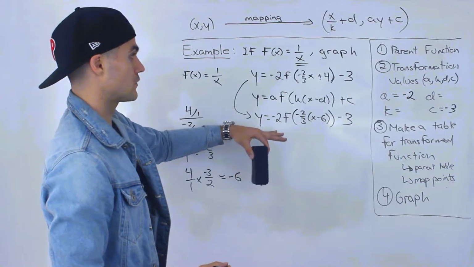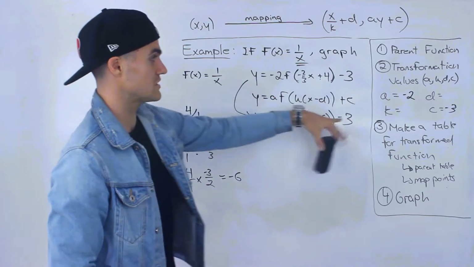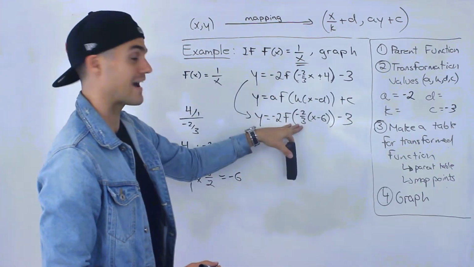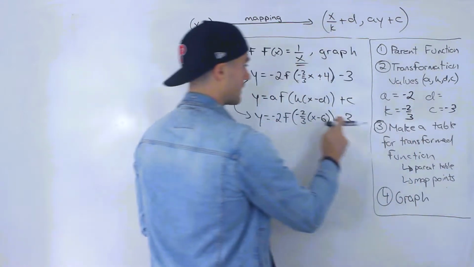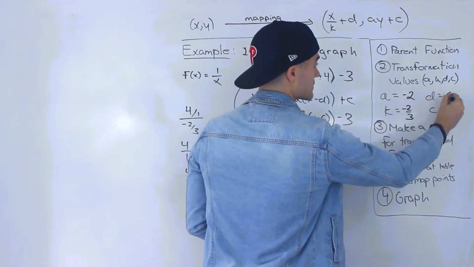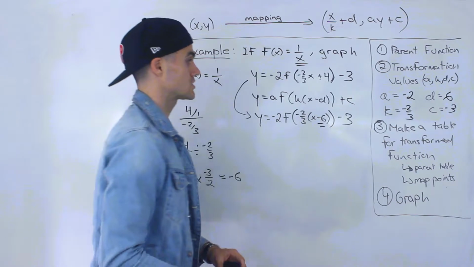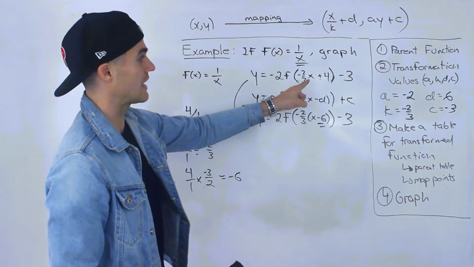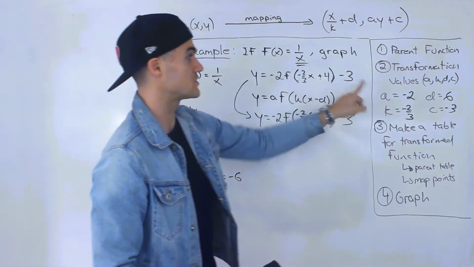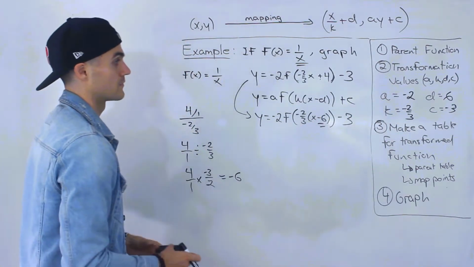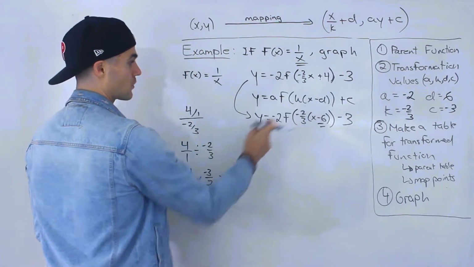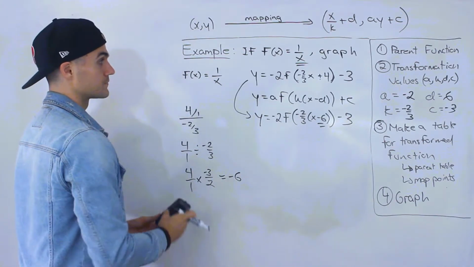Anyway, so from here, the a value, negative 2, c value, negative 3. Notice the k value is negative 2 over 3. And then the d value is 6, positive 6. Remember that sign always changes. Right? So if you didn't factor out that k value here, you would have maybe thought the d value is negative 4. But it's positive 6 instead. Right? So getting it into this format is very important.